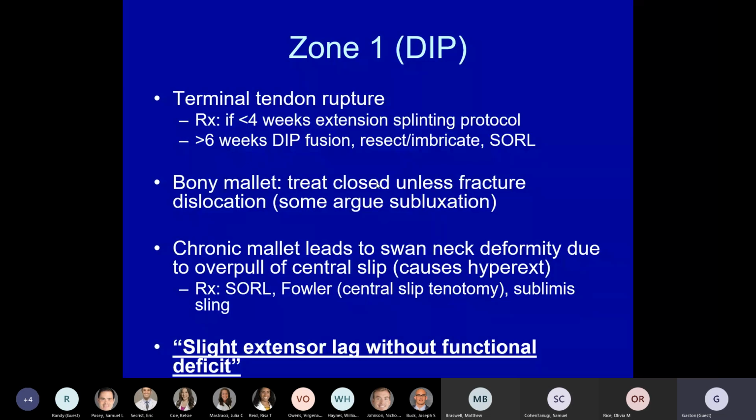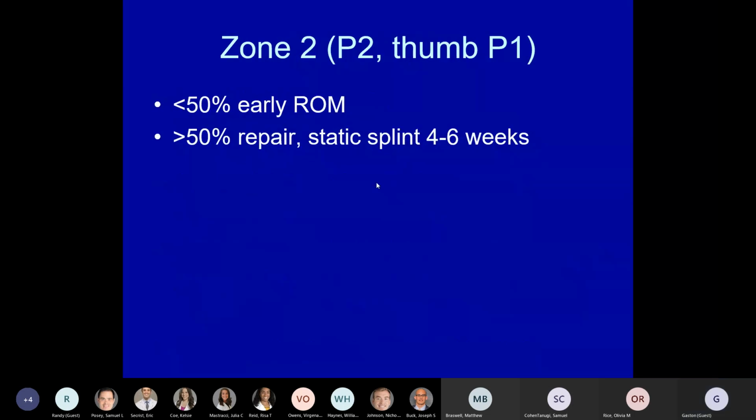I don't think they'll ask you to treat it, but for the seniors, just remember chronic supple mallet. The options would be a Sorrel procedure, which is spiral oblique retinacular ligament reconstruction if they gave you a more severe deformity, or a central slip tenotomy if they gave you a milder deformity. But the answer they've given you on a past year's test of what's the result of most mallets, it's a slight extensor lag without functional deficit. And that's true in real life and on the OITE.